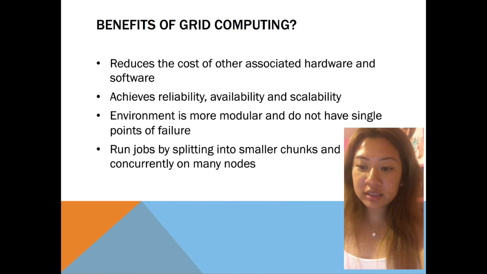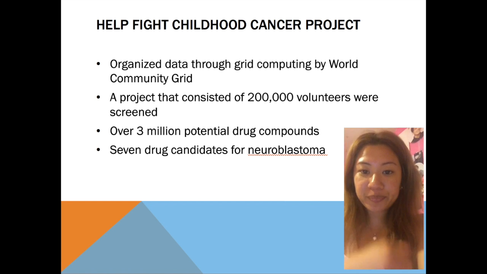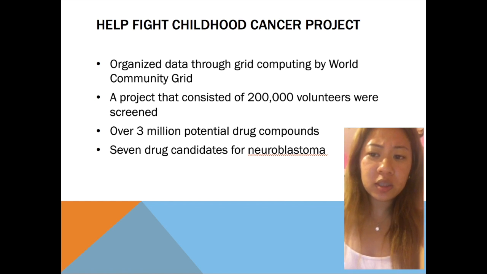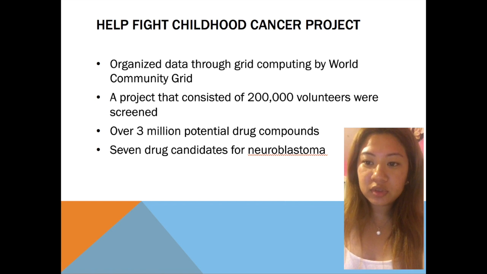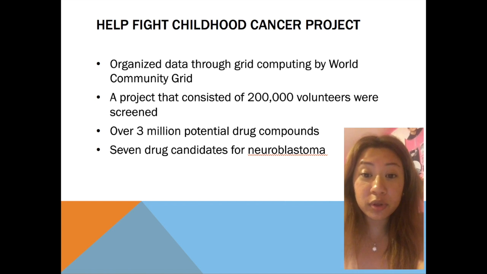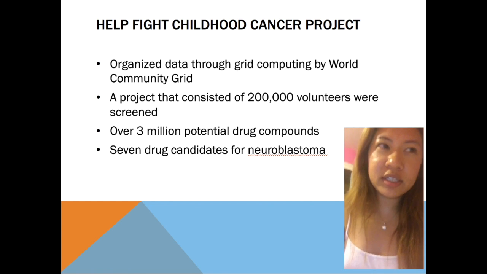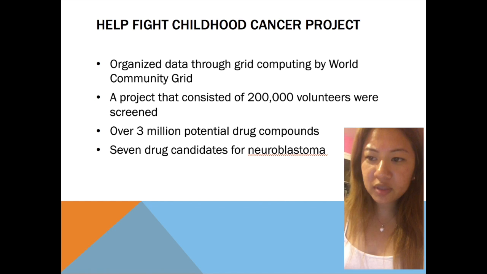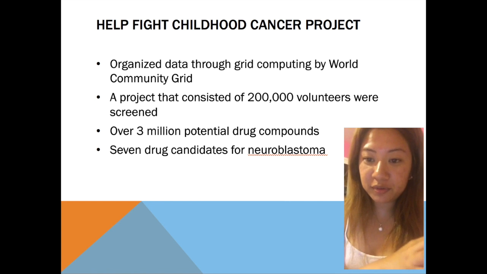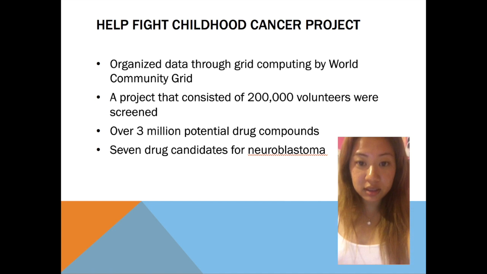And like I said earlier, my example was help fight childhood cancer. This project was executed by World Community Grid, and it consisted of 200,000 volunteers who screened over 3 million potential drug compounds to fight against neuroblastoma, which is a tumor made of embryonic cells. And out of that project, they were able to get 7 drug candidates to fight against neuroblastoma.